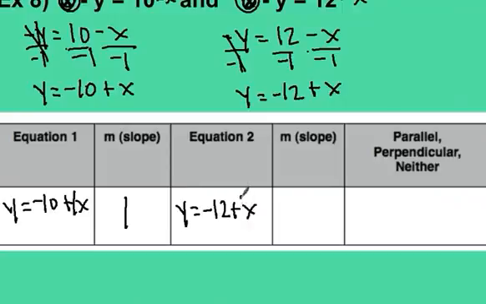Remember, the number in front of x is the slope, and if there's not a number there, it's a 1. So my slope would be 1. Since these two equations have the same slope, they would be parallel.